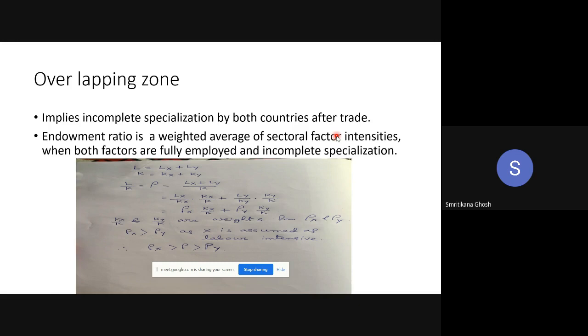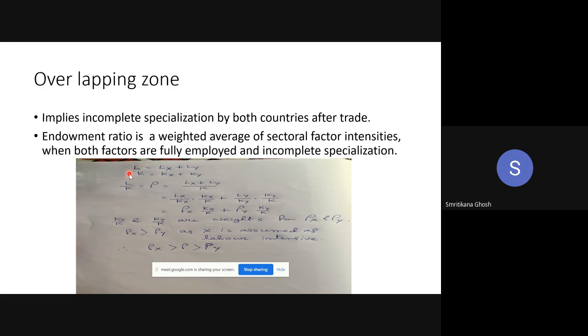The second thing proved here, the second bullet, is that the endowment ratio, that is L by K, is the weighted average of the sectoral factor intensities, when both factors are fully employed and there is incomplete specialization. Now look at this. You may not understand the second one if you just go through these lines. Just look at this proof, then we will go back to the second bullet again.